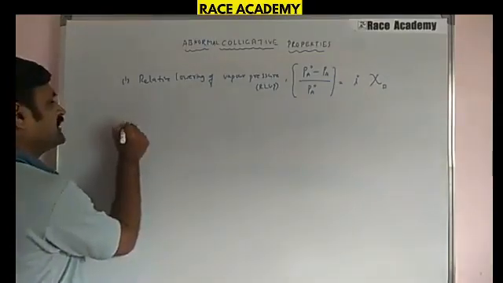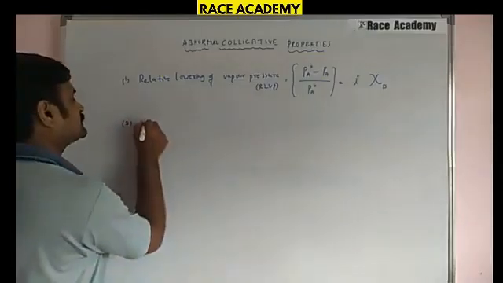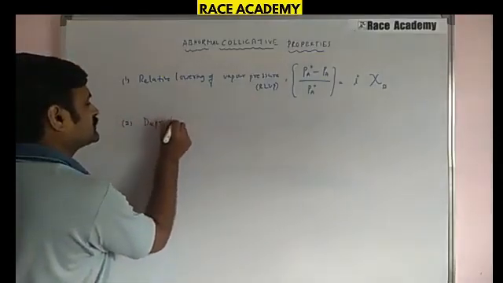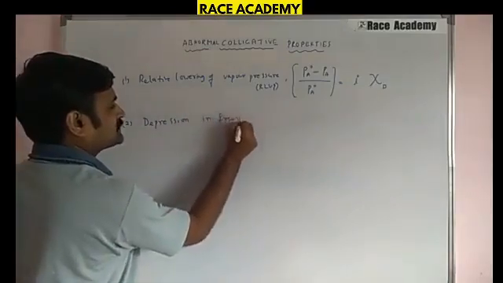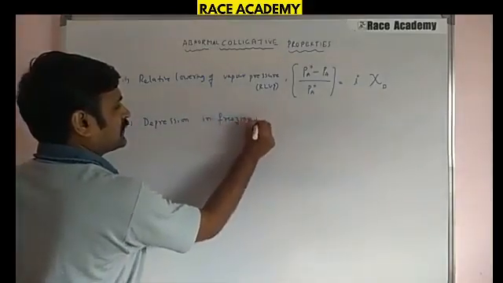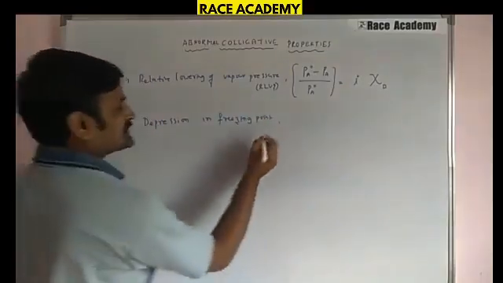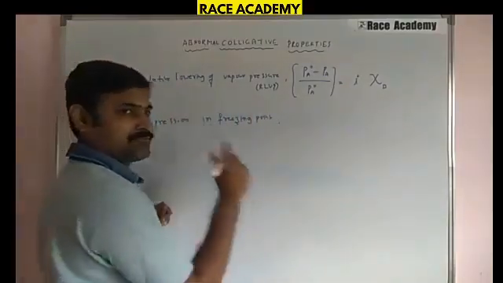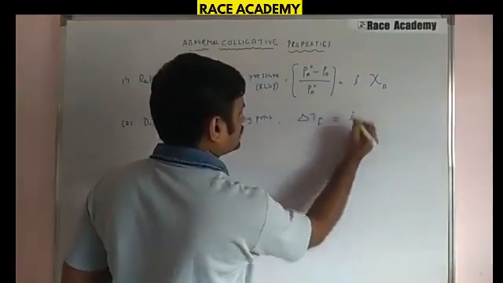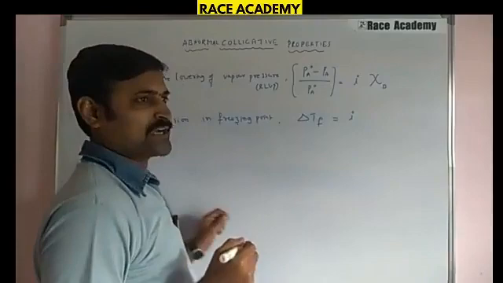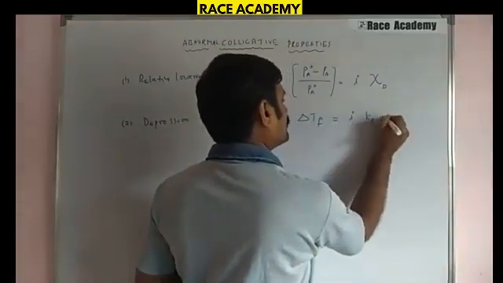The second one we discussed is depression in freezing point. Its symbol is delta TF, so you write delta TF. That can be modified by putting the Van 't Hoff factor before the entire expression, that is Kf into molality.